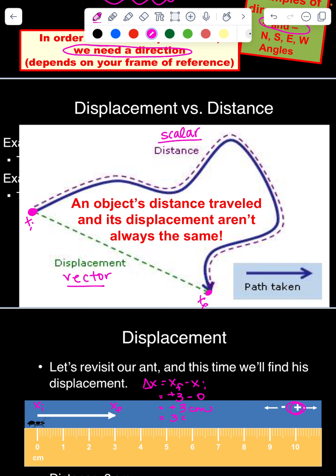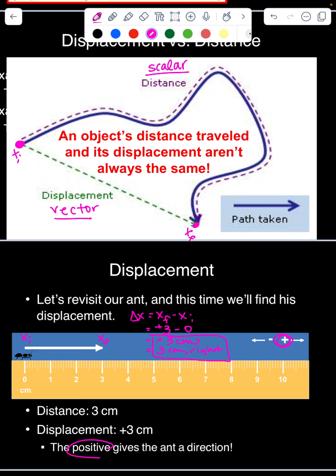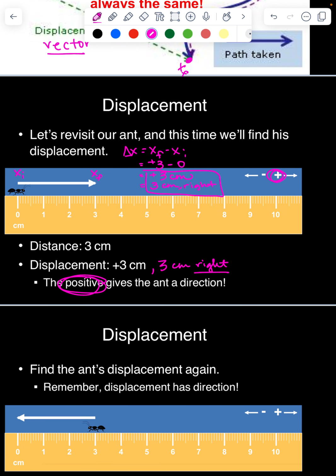So you could have also said 3 centimeters to the right. Okay, either one of those are correct. We have to have that direction. That positive is what gives us that direction. If you wrote 3 centimeters to the right, it's the right that gives us that direction. All right, now the second one. All right, so the ant this time starts at 3. Okay, so that is now its initial position, and then it ends at 0, which is its final position.